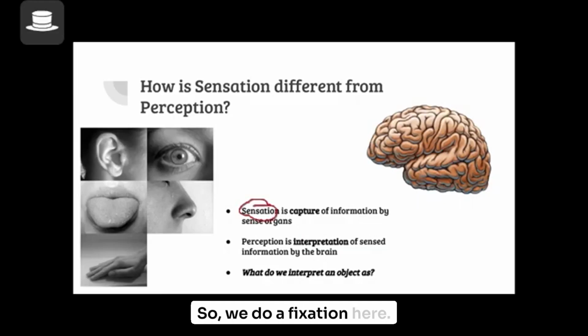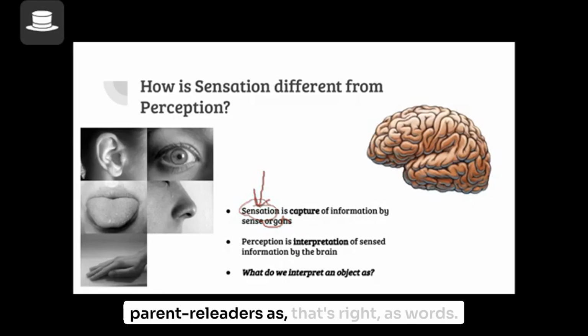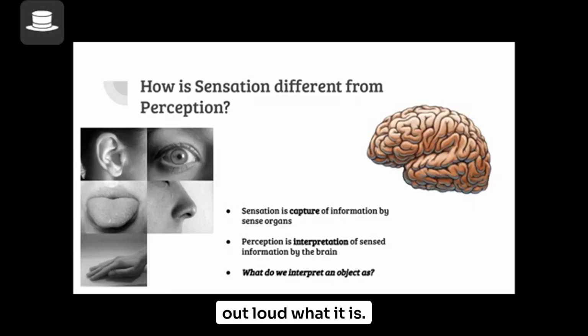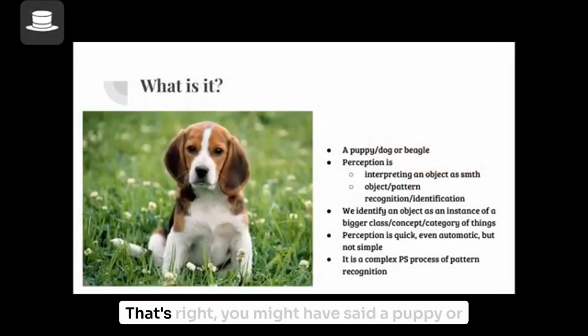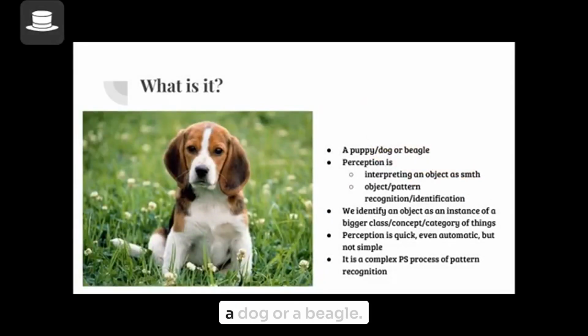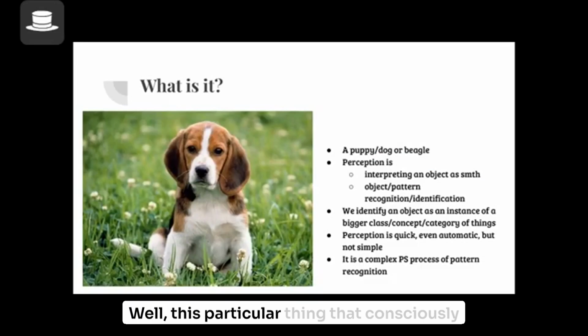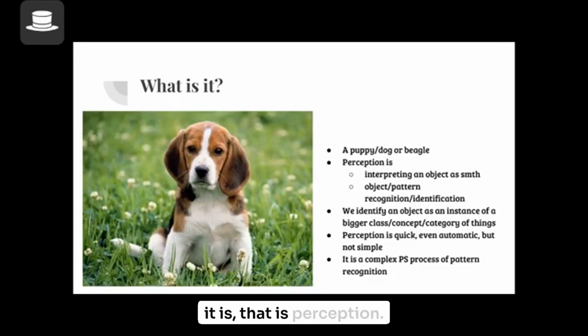So you do fixation here, and before you go to saccade with another fixation, you perceive the printed letters as, that's right, as words. I'm going to show you in the next slide a picture of something, and I want you to identify it as quickly as possible and say out loud what it is. Ready? Okay. What is it? That's right. You might have said a puppy or a dog or a beagle. Well, this particular thing that consciously happened when you made a decision about what it is, that is perception.